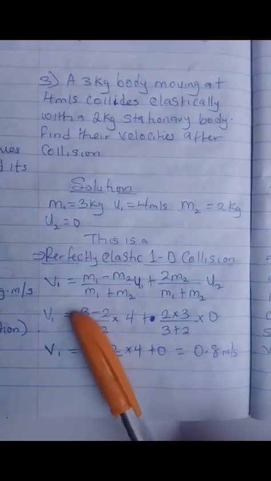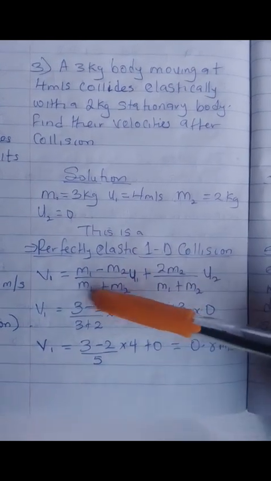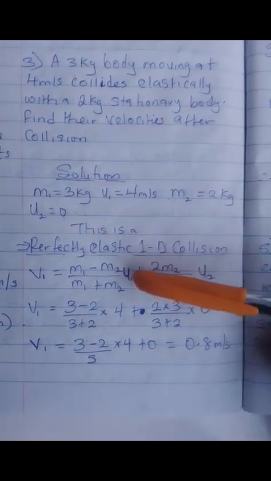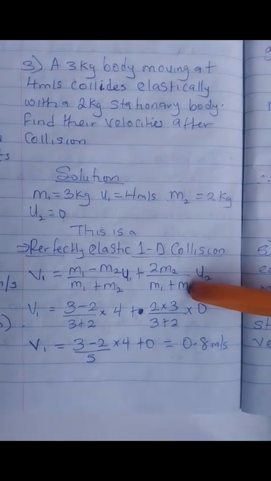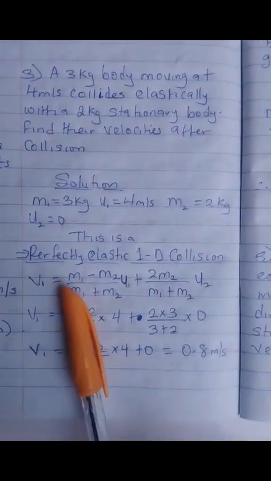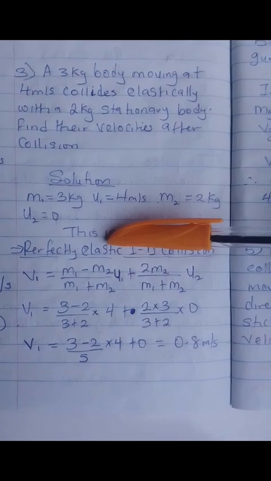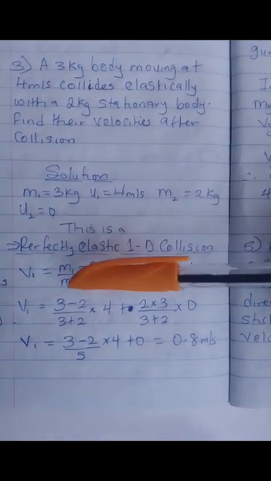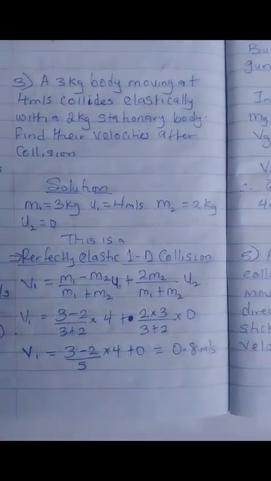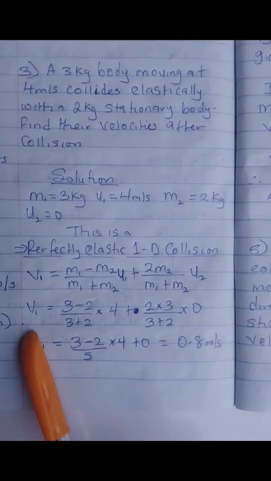So we have V1 is equal to (m1 minus m2) over (m1 plus m2) times u1, plus 2m2 over (m1 plus m2) times u2. So this is a formula I derived that we can use in calculating a perfectly elastic 1D collision. So V1 will be (m1 minus m2) over (m1 plus m2) multiplied by u1, plus 2m2 over (m1 plus m2) multiplied by u2. So from there we can easily get our V1.